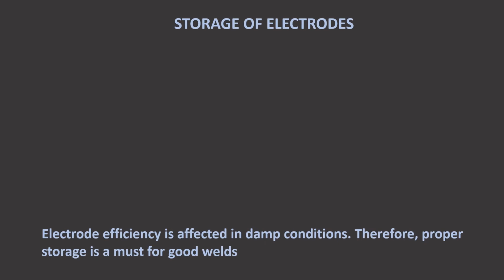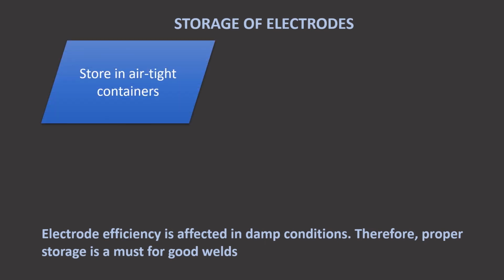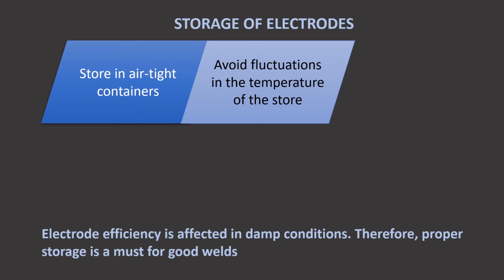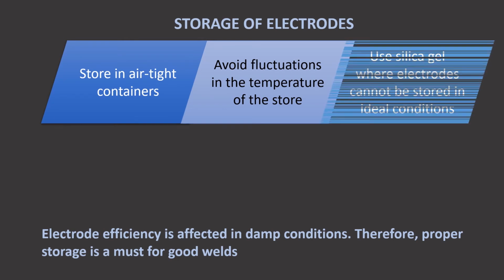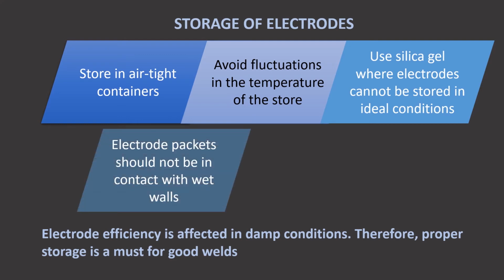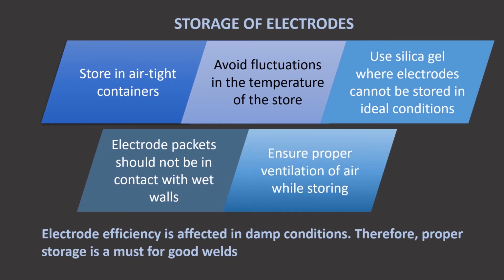Storage of electrodes. First, they must be stored in airtight containers. Fluctuations in the temperature of the store must be avoided at all times. Silica gel must be used where electrodes cannot be stored in ideal conditions. Electrode packets should not be used in contact with wet walls. Ensure proper ventilation of air while storing.